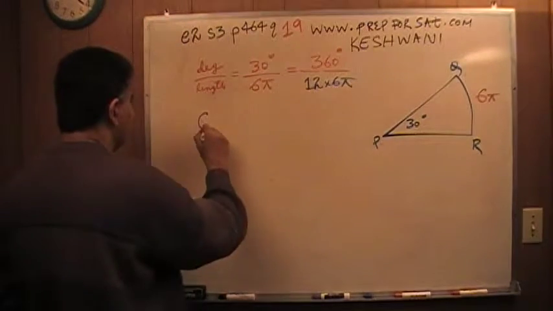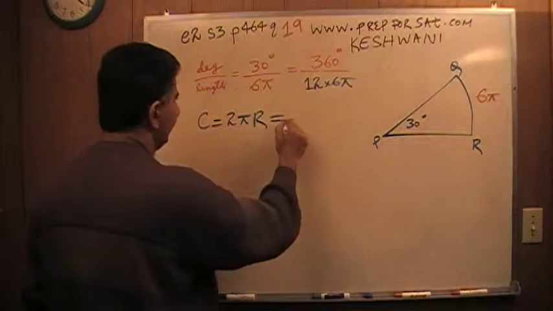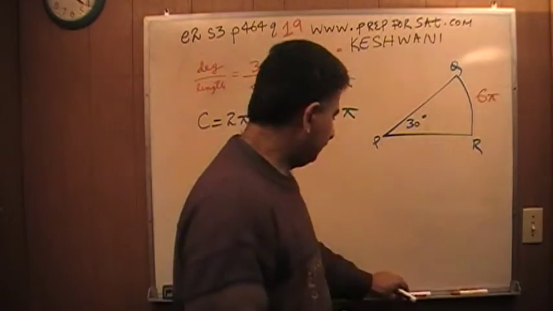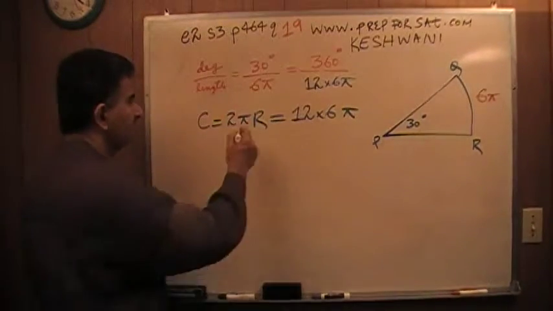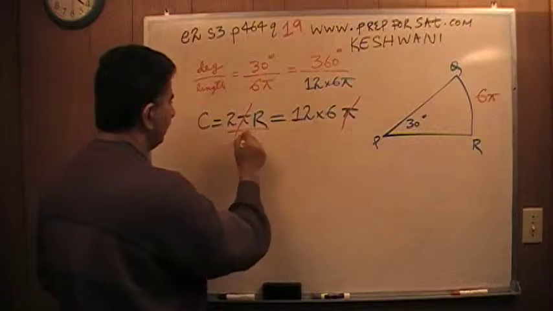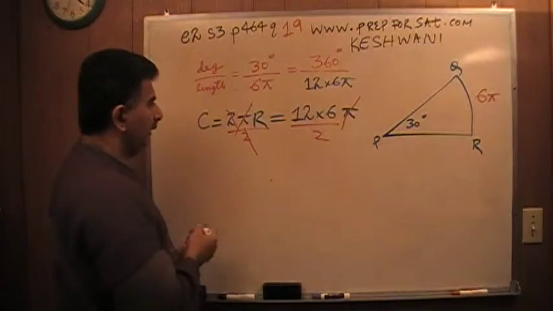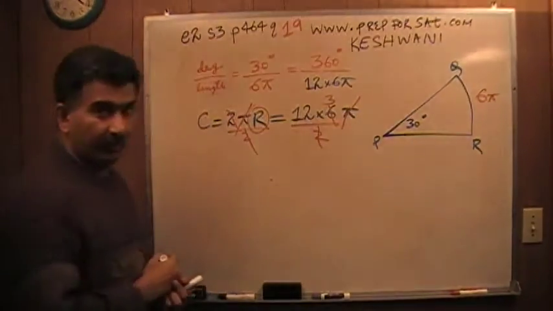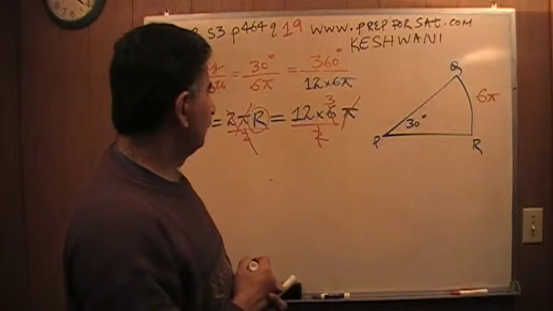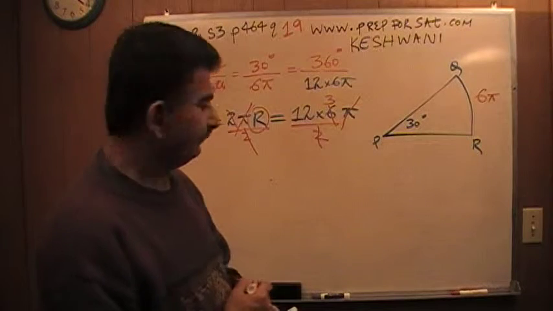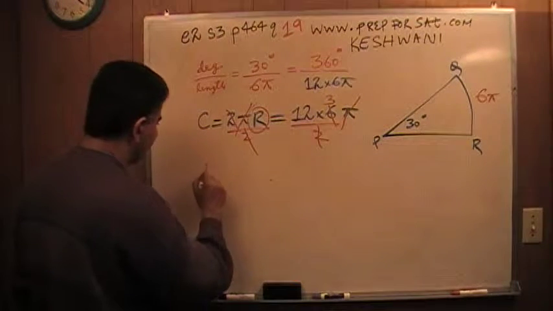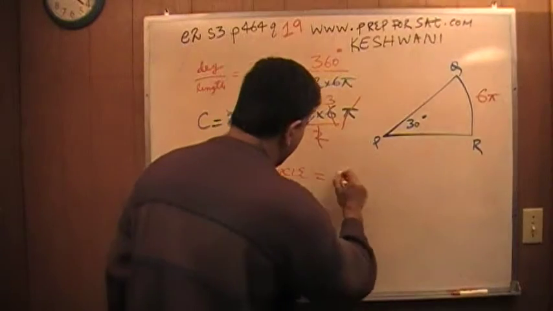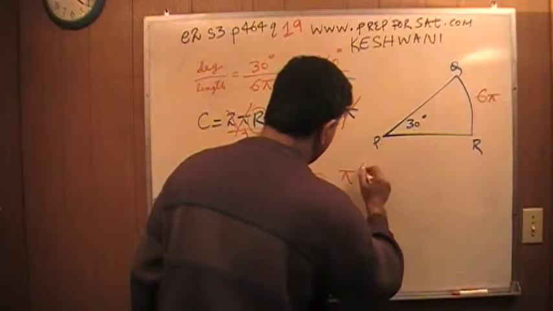So now I know the circumference, which is 2 pi r, equals 12 times 6 pi. Let's solve for the radius. The pi's drop out. If you divide both sides by 2, what we are left with is the radius, which happens to be 12 times 3. I was about to say 12 times 6 because I forgot the 2 at the bottom. 12 times 3 is the radius, 36 in other words. Therefore, the area of the whole circle would be pi r squared, which will be pi times 36 squared.